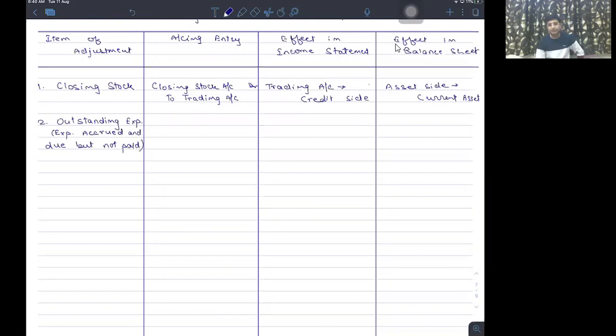It means I've already received the benefits for that. I've already got the benefits of the given expenses, but I have not yet paid the amounts towards that. That is why those are called outstanding expenses. Now, what is the accounting entry that we are supposed to do for outstanding expenses? Why do we need to do the accounting of outstanding expenses?